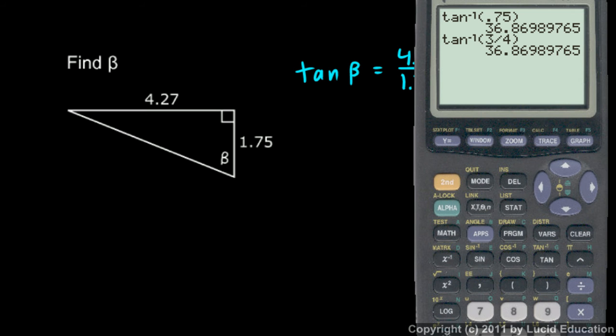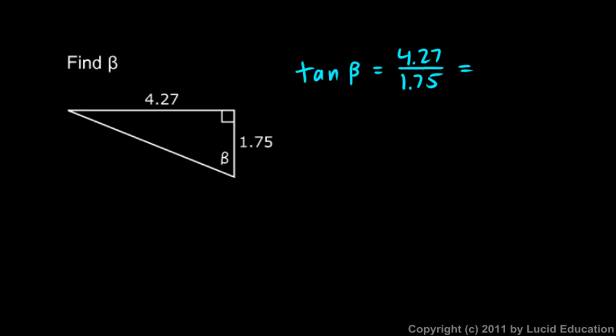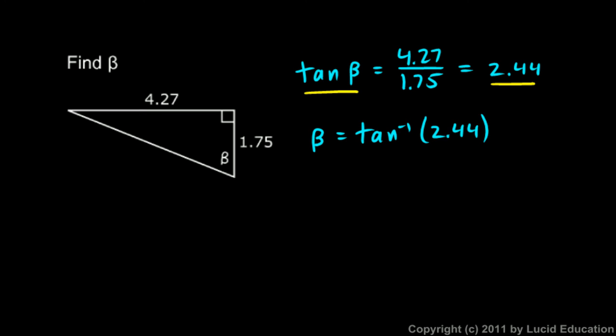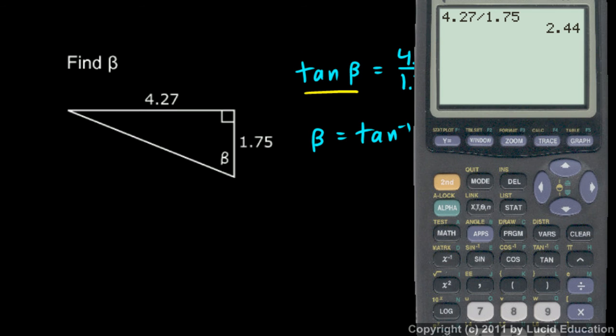Let's do that on the calculator. 4.27 divided by 1.75. And I get 2.44. So the tangent of beta is 2.44. Well, if the tangent of beta is 2.44, then beta has to be the inverse tangent of 2.44. And that we do on the calculator. The inverse tangent of 2.44 is 67.71 degrees.